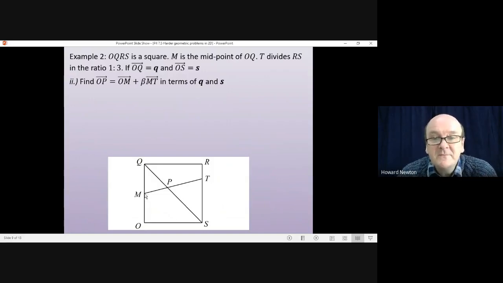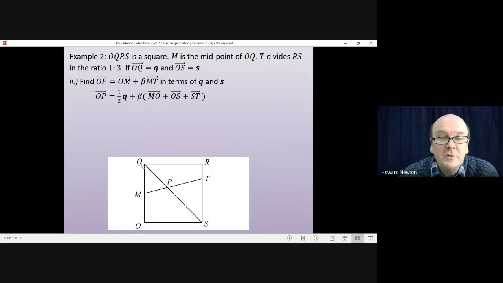Part 2 asks us to find the vector from O to P, this time by going from O to M, and then some fraction of the way from M to T. So O to M, that's a half of OQ. So it's a half of the vector Q, because M is the midpoint. And then the vector from M to T is the tricky one. And the route I'm going to take from M to T is from M down to O, then from O to S, and then from S up to T.